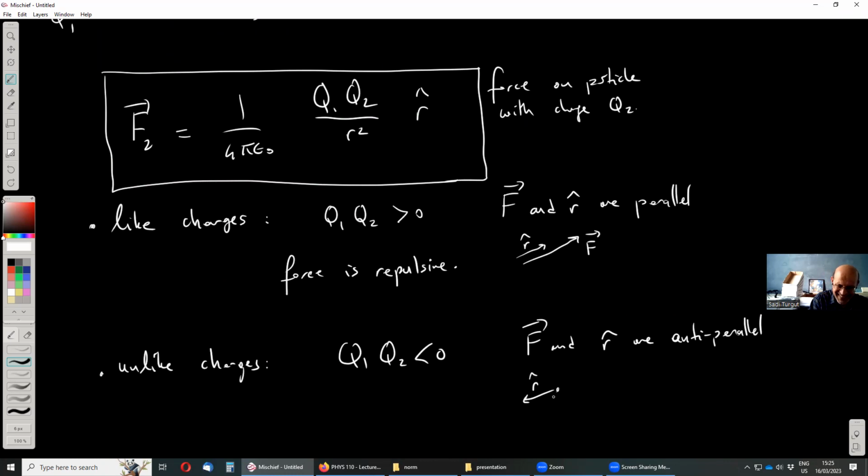Sorry about this. So R unit vector is along that direction. So I need to draw this consistently with the picture. So the force is like that. So they are anti-parallel. So that means that the force is attractive.